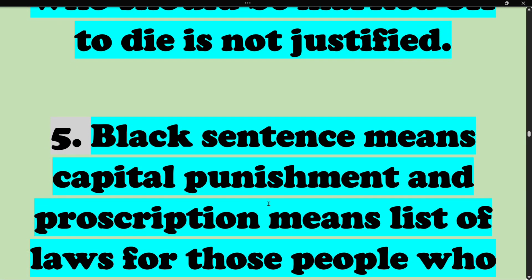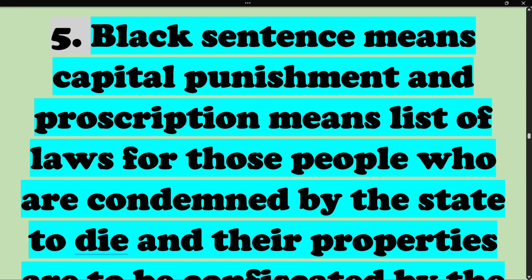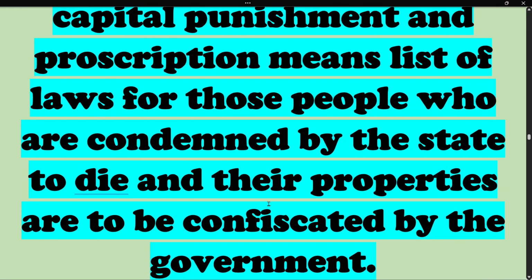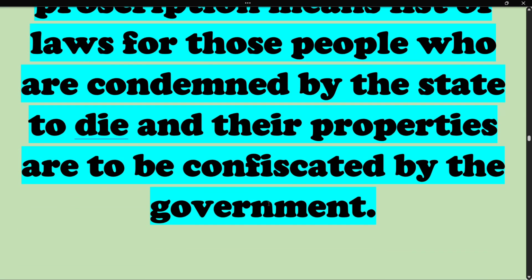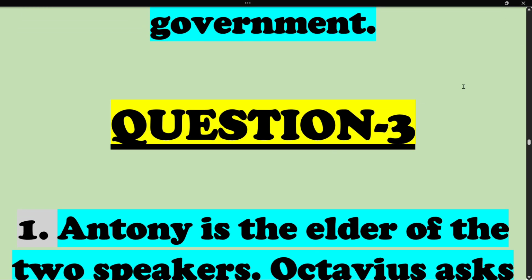Black sentence means capital punishment, and proscription means a list of those people who are condemned by the state to die and their properties are to be confiscated by the government. Now question number 3.